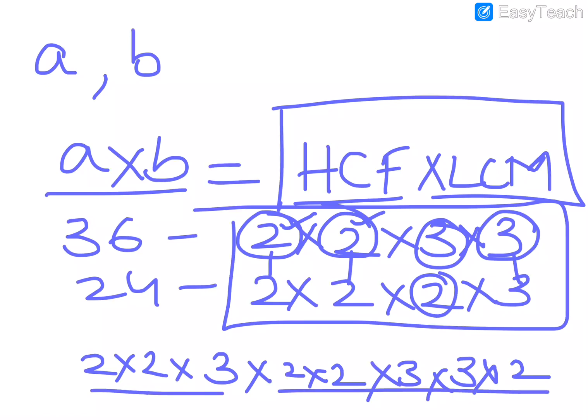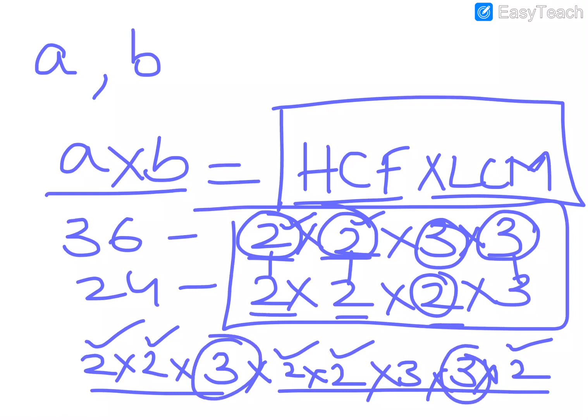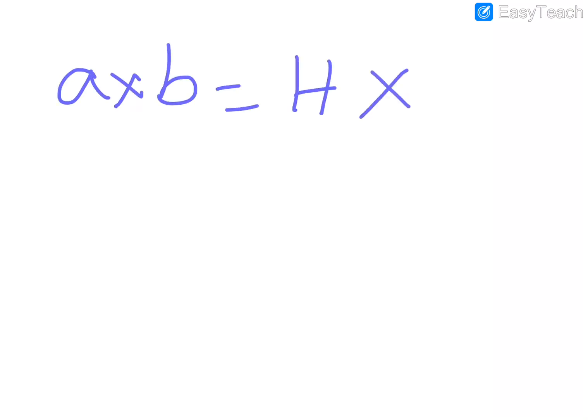Now when you multiply these two, let us see how many 2's are coming. 1, 2, 3, 4, 5 2's. Here also in this case, 1, 2, 3, 4, 5 2's. Similarly 3's: 1, 2, 3 3's. So here also 1, 2, 3 3's. So this is how we write this formula. For two numbers, A into B is equal to HCF into LCM.